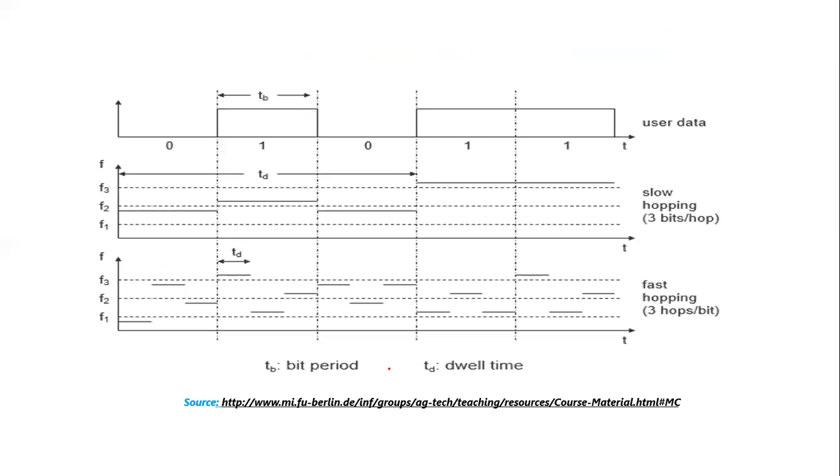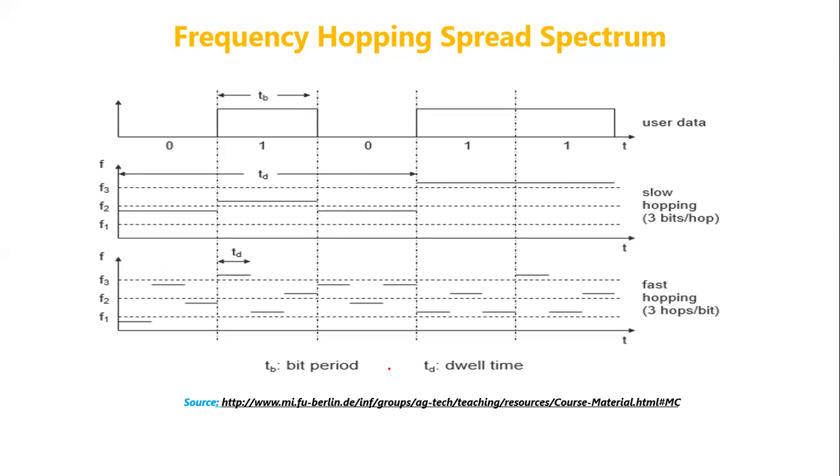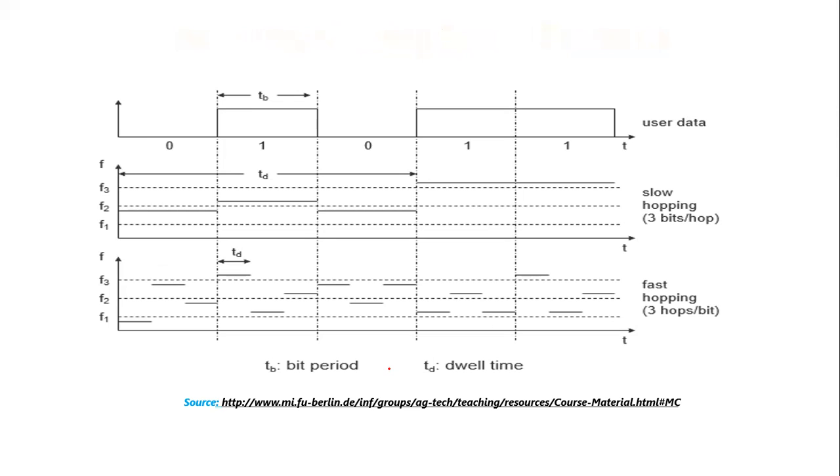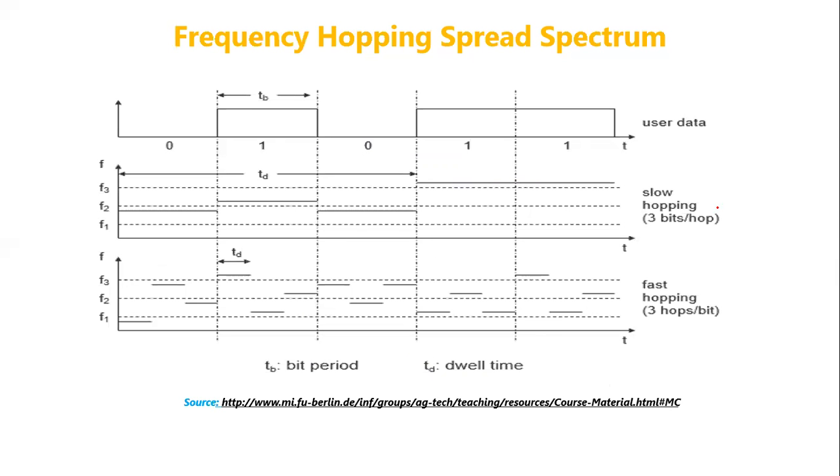So let us try to understand frequency hopping spread spectrum with an example. Here we will be discussing two types of frequency hopping spread spectrum. One is slow hopping, the other one is fast hopping. In slow hopping, the user will stay in the same frequency for 3 data pulses. The transmitter will stay in the same frequency until the user transmits three pulses of data. After that, it will switch to some other frequency.